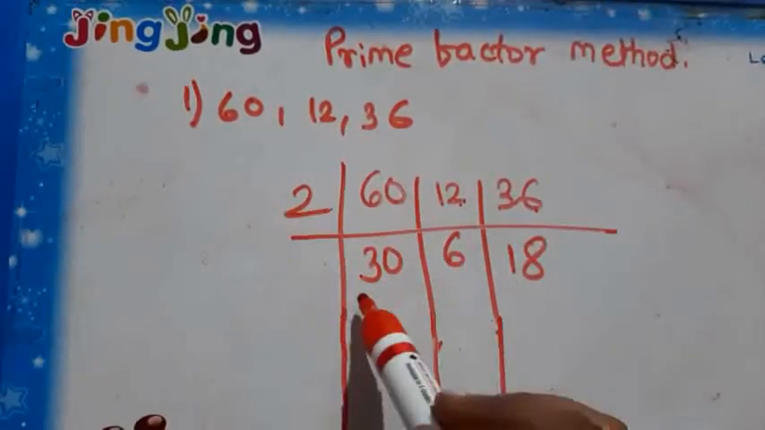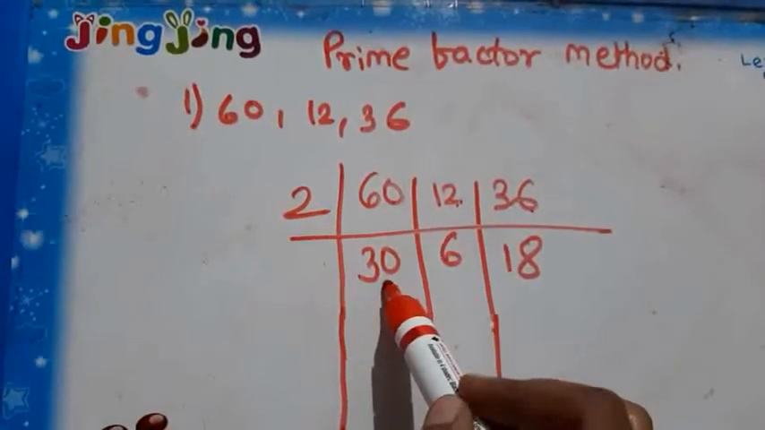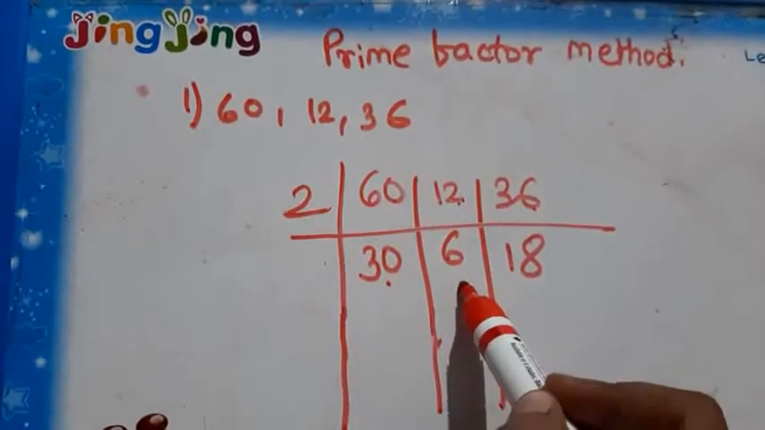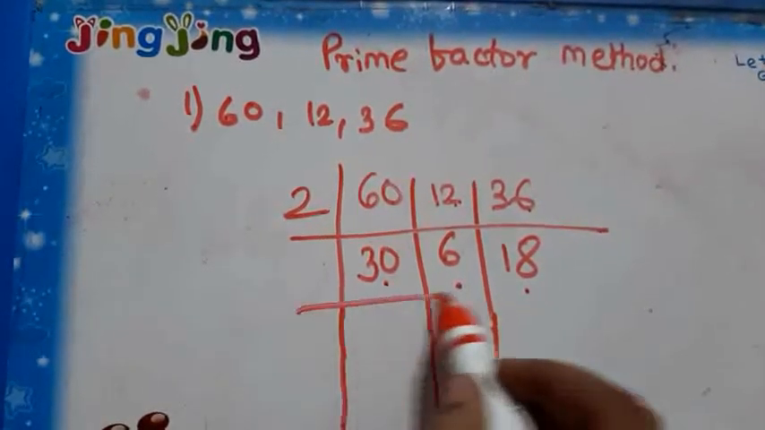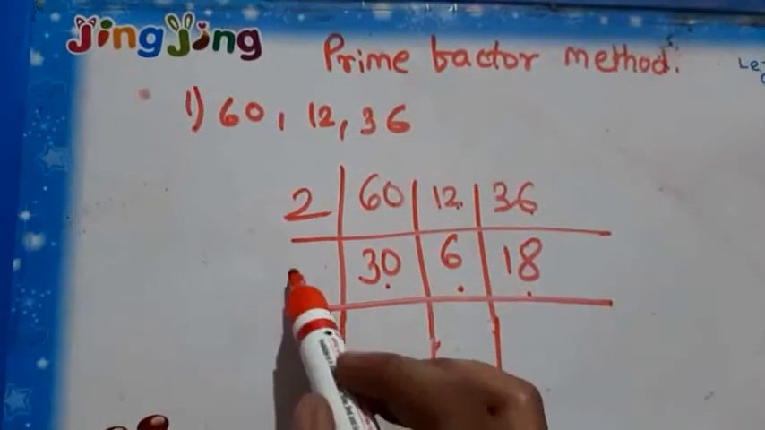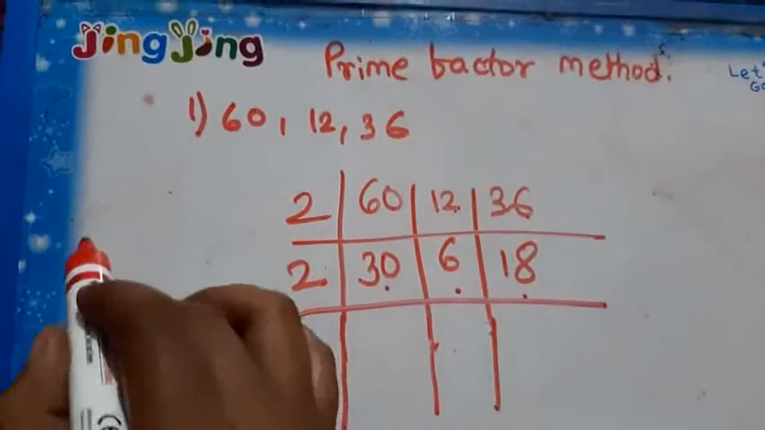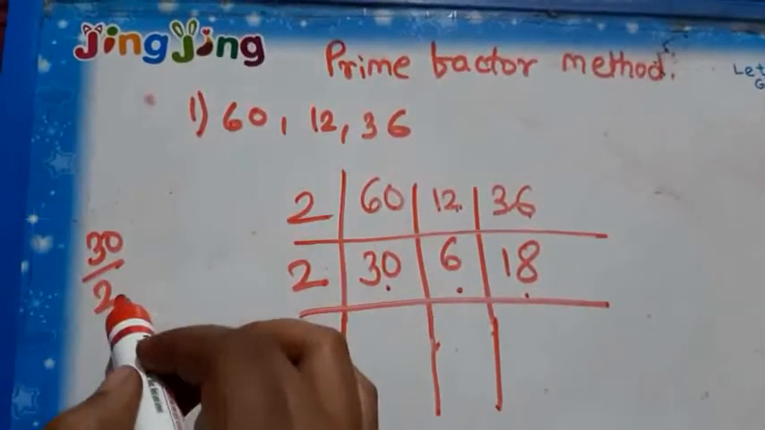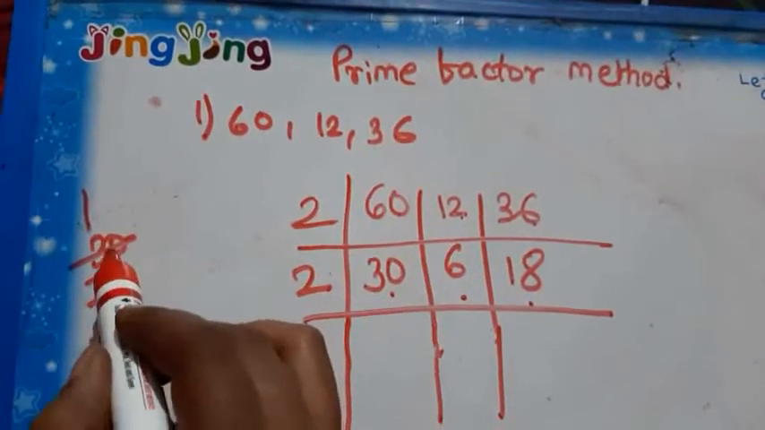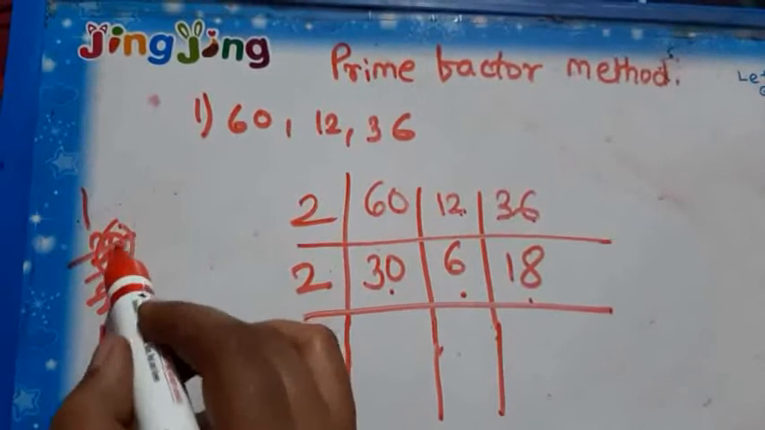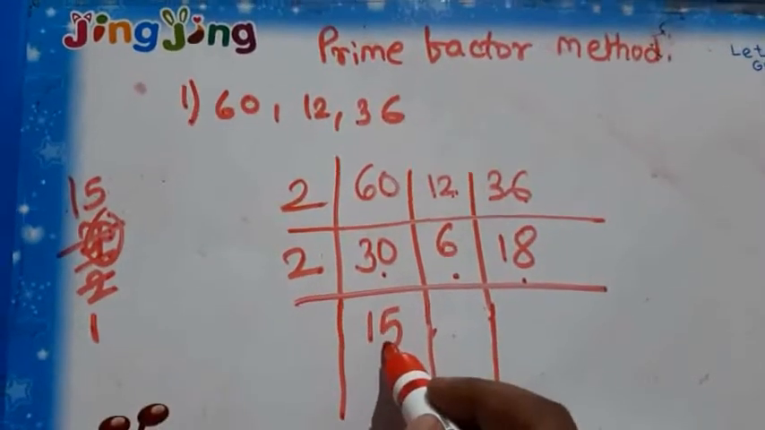Now for these three numbers also we have to write a common number. This number is divisible by 2, yes. This also is divisible by 2 and this also. So for these three numbers we can take 2. Below 30, 30 divided by 2: 2 ones are 2, 2 ones are 2, 1 will remain, this is 10, so 5. It will be 15.